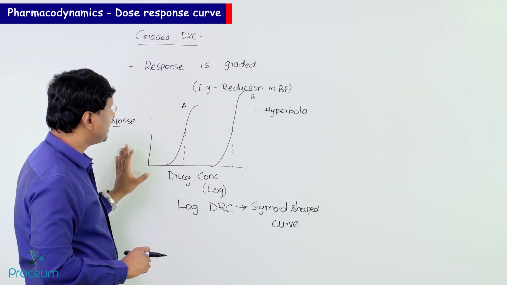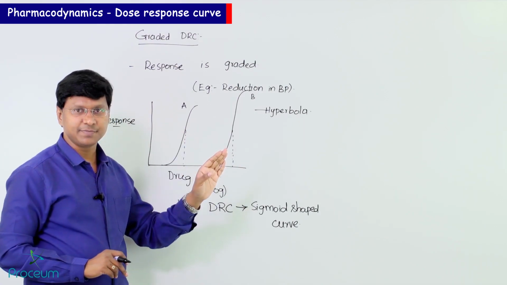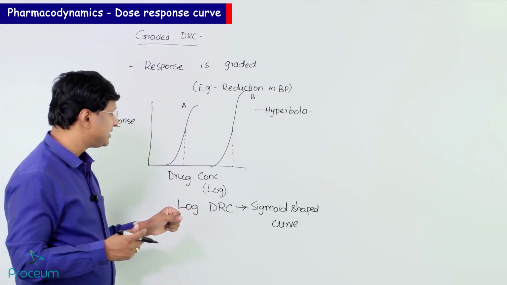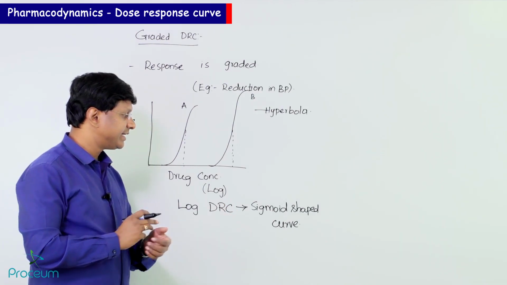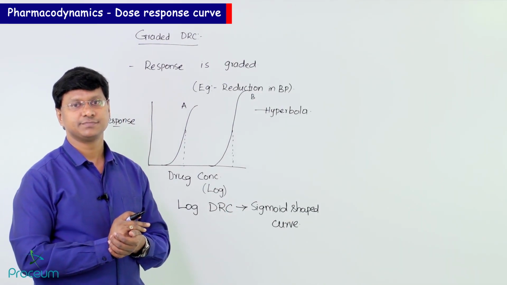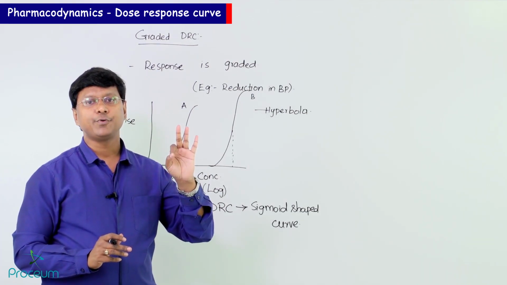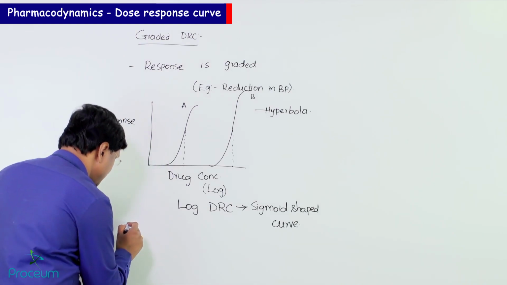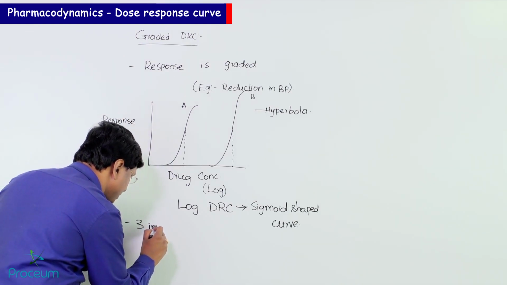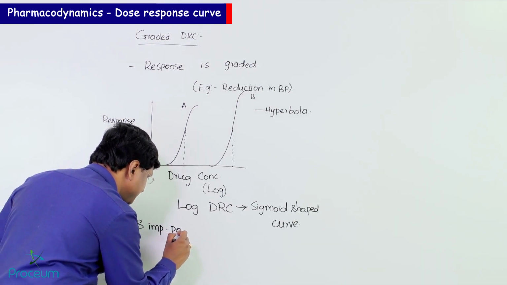Usually the dose response curve is a hyperbola, but when you take it in logarithmic form, that is the log dose response curve, it is a sigmoid shaped curve. Now, three important parameters can be determined from the dose response curve. Three important parameters.